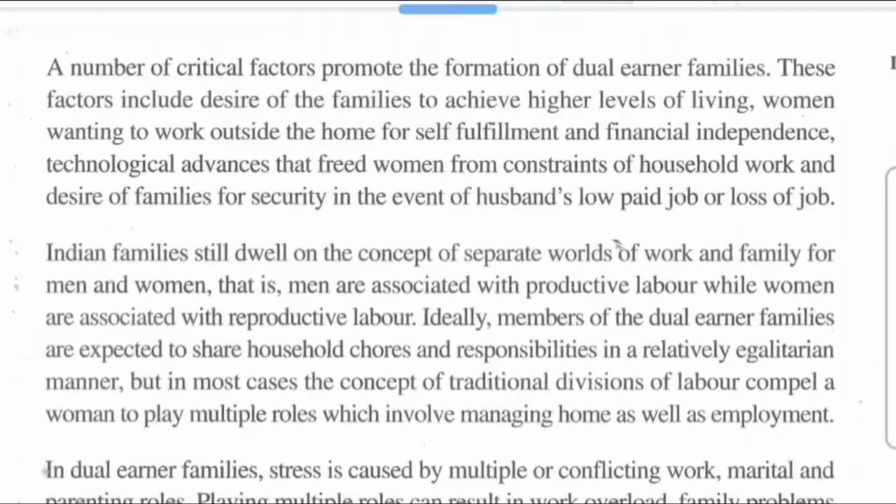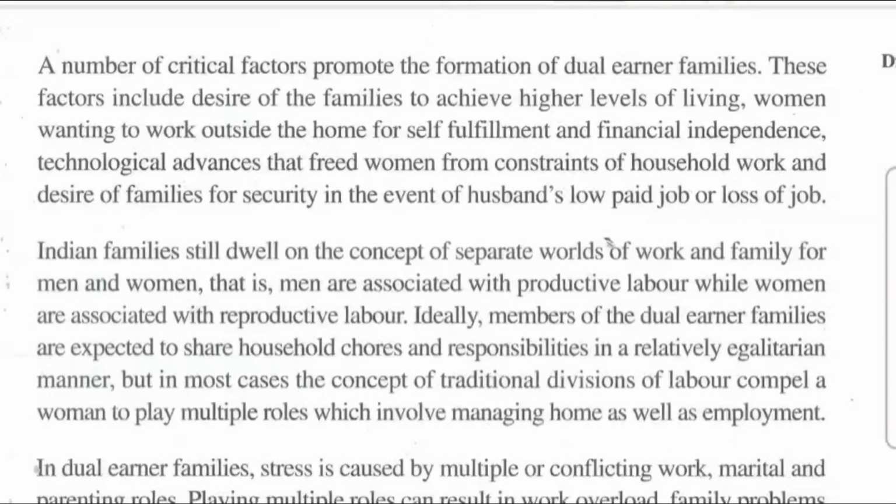A number of critical factors promote the formation of dual-earner families. These factors include the desire of the families to achieve higher levels of living, women wanting to work outside the home for self-fulfillment and financial independence, technological advances that freed women from constraints of household work, and the desire of families for security in the event of the husband's low-paid job or loss of job.